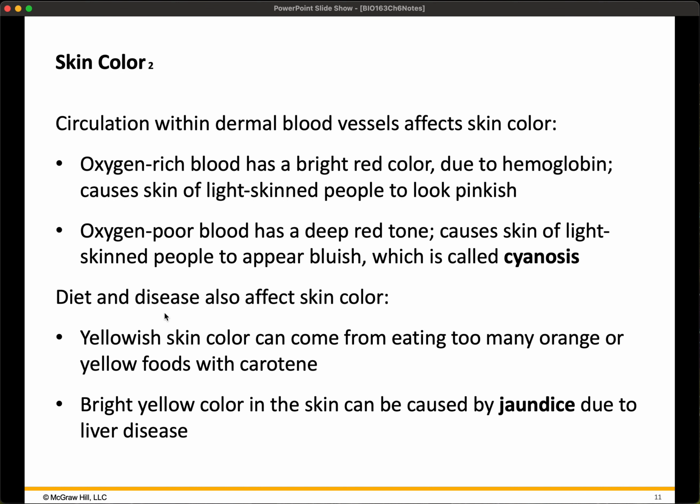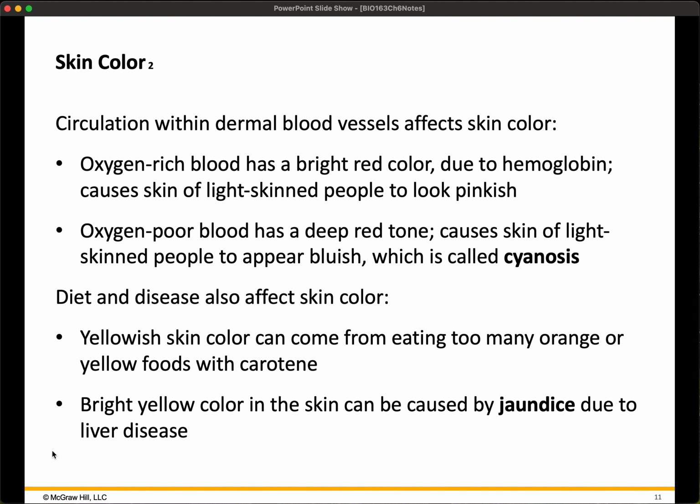Skin color is also a factor of diet and disease, those environmental factors. Yellowish skin can come from eating too many oranges or carrots. Things with carotene in them can start to turn your skin a little yellowish color. If you've ever seen that episode of Gilligan's Island where they get all that radioactive fruit, that's immediately where my brain goes. And a bright yellow color can actually be called jaundice.